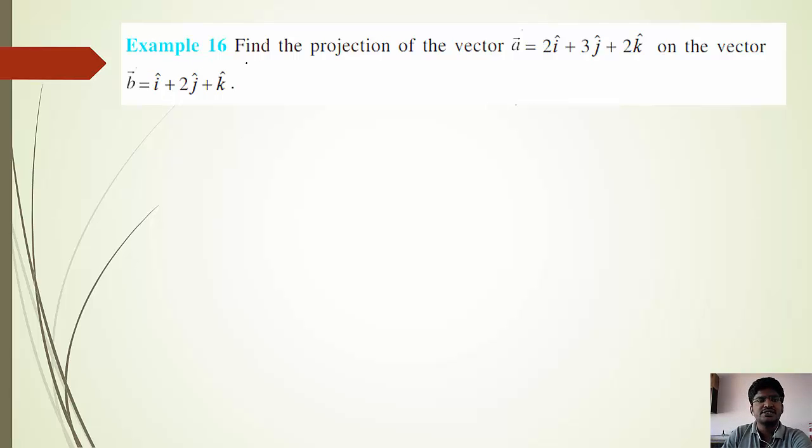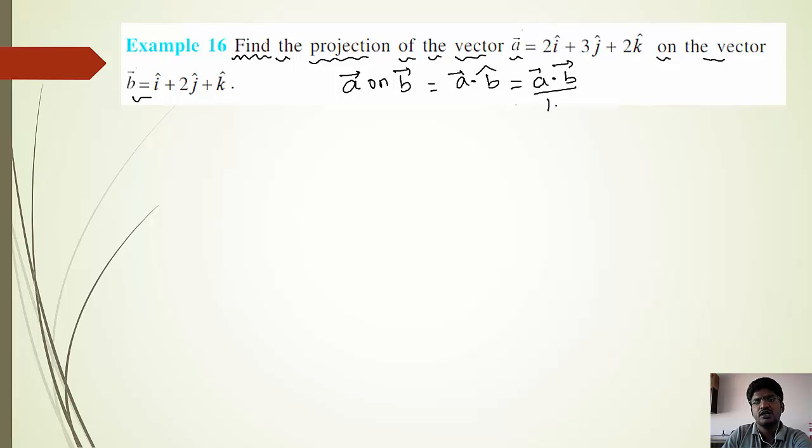What does example 16 tell? Find the projection of the vector A on the vector B. What will be the formula? Vector A dot B cap, that is nothing but vector A dot vector B divided by the magnitude of vector B.